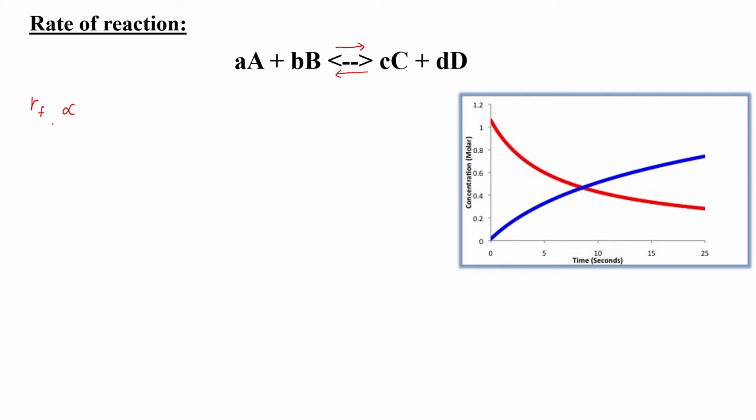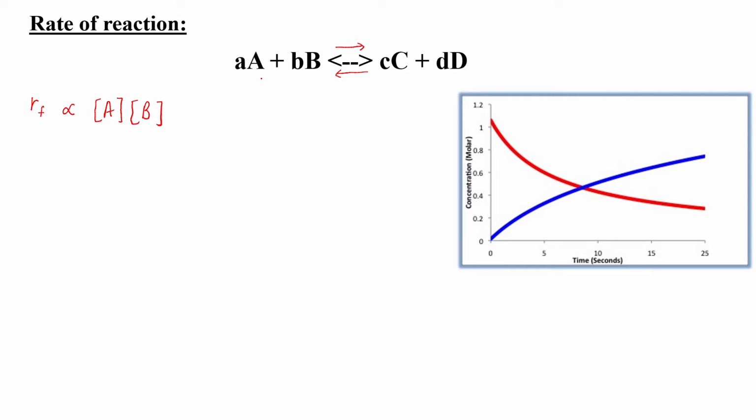Rate of the forward reaction is directly proportional to the concentration of the reactants. We write reactants in the square bracket. This square bracket means molar concentration. So if you are doing a problem where you have to write the molar concentration, and if the grams are given, make sure you convert those grams to molar concentration.